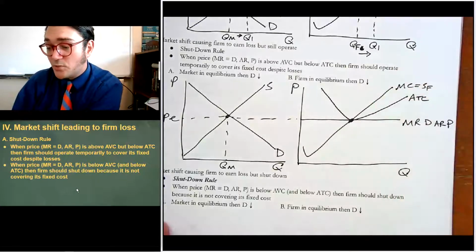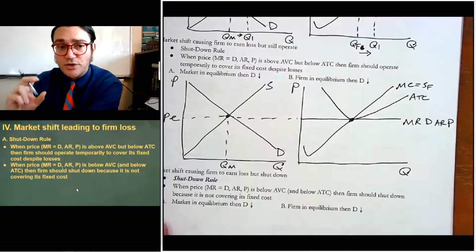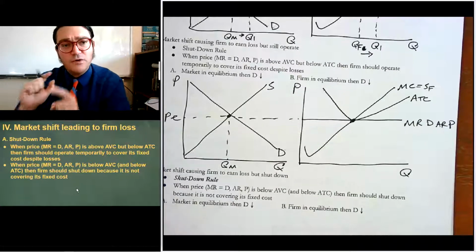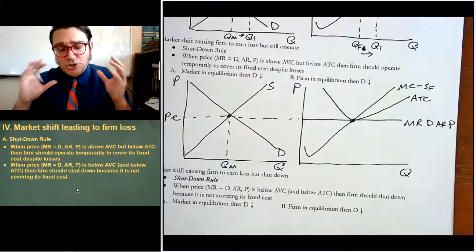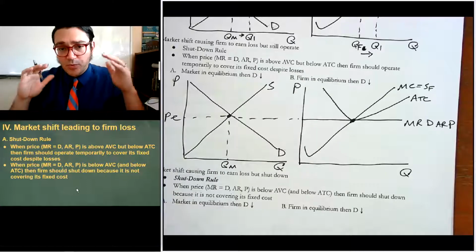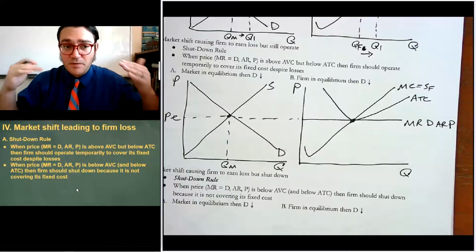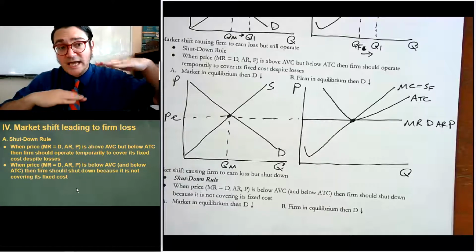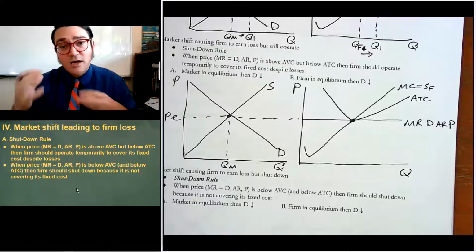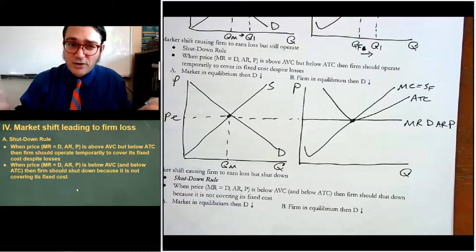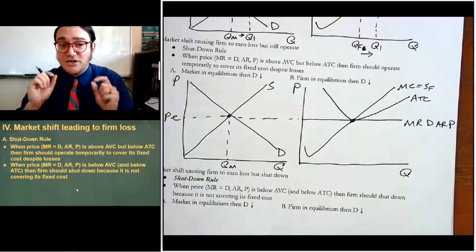Now for this one, we're actually going to need the AVC. This one's pretty important. You need the AVC to determine whether the firm should shut down or whether it should continue to operate at a loss. Now the shutdown rule is pretty straightforward. If the price goes below the AVC, then they should shut down. If the price is between the AVC and the ATC, then they should continue to operate at a loss because they'll be able to cover their fixed costs, but not quite all of their variable costs. For this first picture, we're going to show a situation where they still operate.